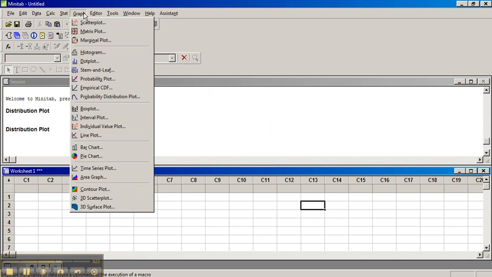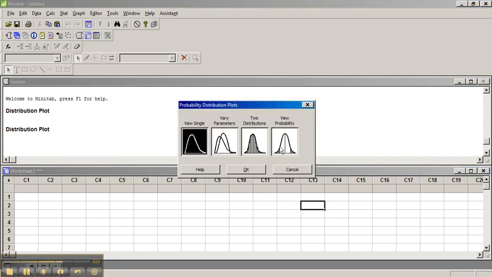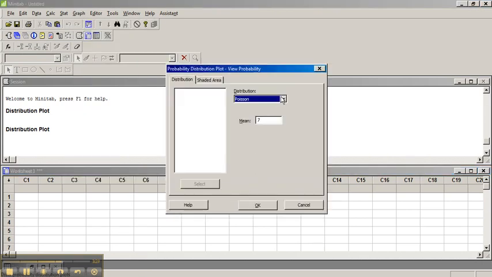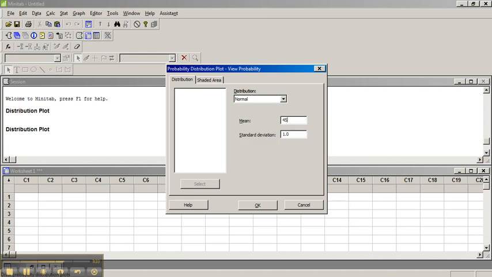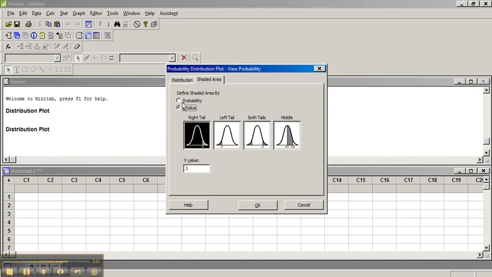So I'm going to go to Graph, Probability Distribution Plot, and go back to normal. My mean was 45.1 and my standard deviation was 0.5 here. I'm going to go to shaded area and input a probability. Since my area was to the left, I'm going to put left tail, and I'm going to put 0.91. It's going to give me the x value that corresponds when the area to the left is 0.91.